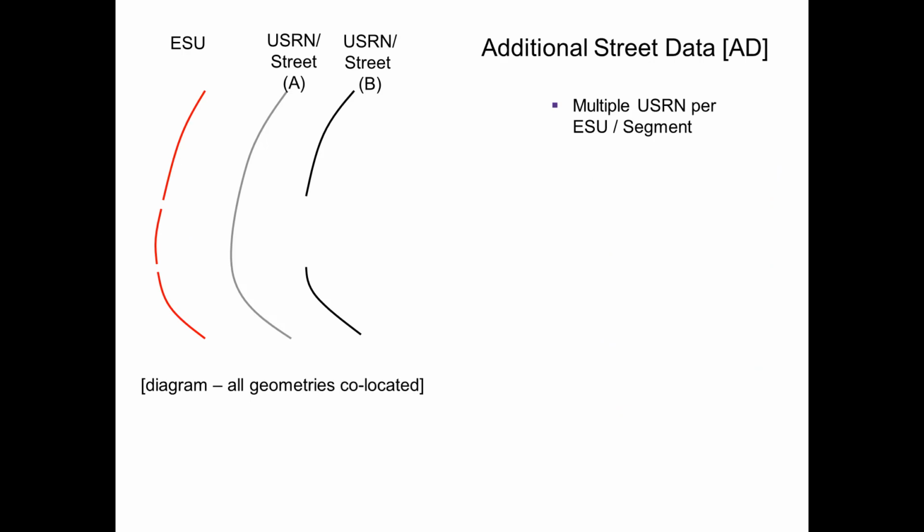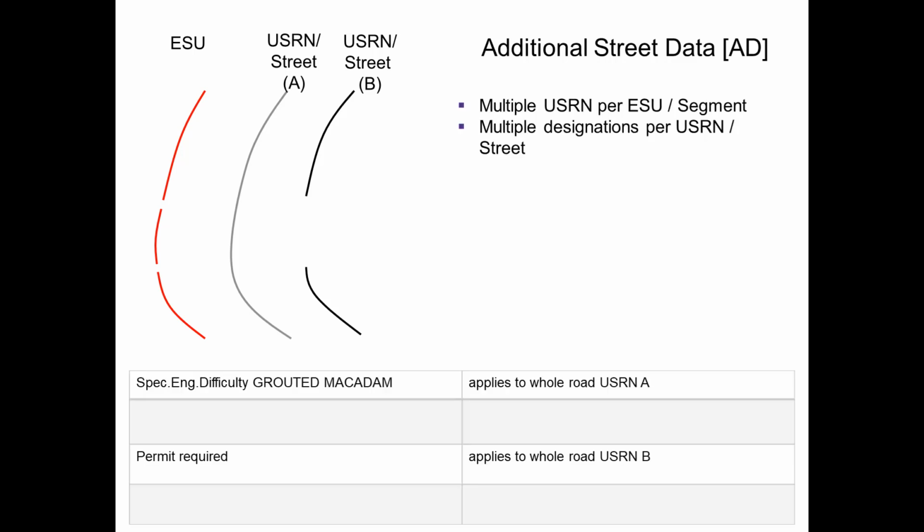So for example, the additional street data in the NSG. It's a complex data problem. How would we represent multiple pieces of information for streets, especially when multiple streets may have the same geographical location? So an ESU, a street segment, the thing here in red, may form part of multiple streets. Like in this diagram, we read them as sitting on top of each other, being co-located. And then there may be different designations assigned to those streets.